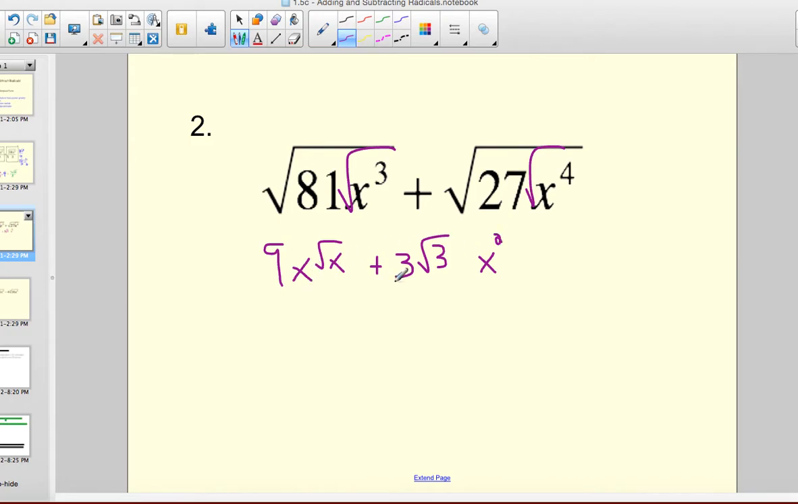So you'll see here you have two totally unlike terms. Your final answer is just going to be 9x root x, and then plus 3, but put the x squared out in front like we did last class, so 3x squared root 3. Not like terms. Don't think you can combine them.